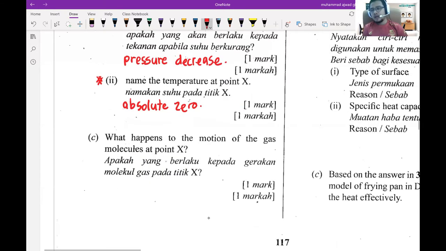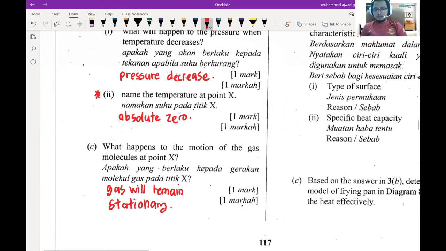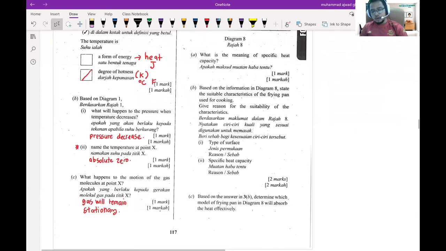So what happened to the motion of gas at point X? So the gas will remain stationary. Okay. Okay, boleh? Boleh. Okay, so there's 4 marks for that question.